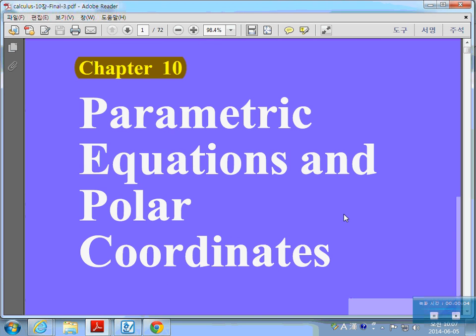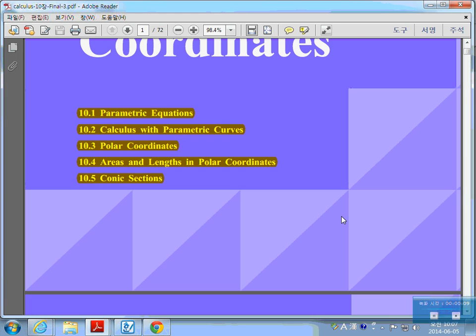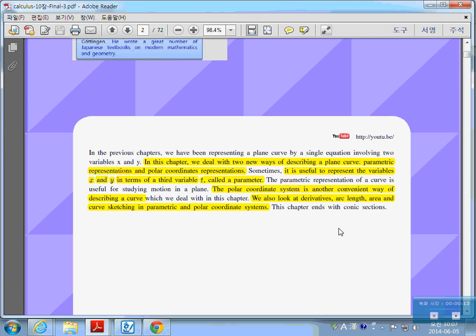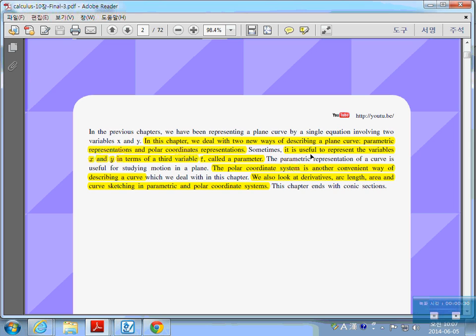Okay, today we will cover Chapter 10, Parametric Equations and Polar Coordinates. Section 10.1, Polar Coordinates. In this chapter, we deal with two new ways of describing a plane curve. One is a parametric representation, and the other one is the polar coordinate representation. Those will be very useful to represent the variables x and y in terms of a third variable t, called a parameter.